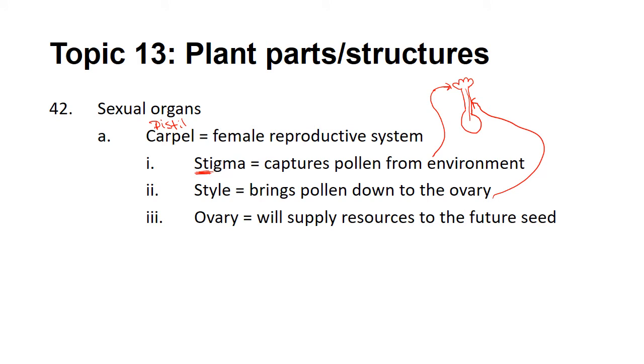And then we have the ovary. Hey, the ovary is definitely a female reproductive organ. You should know that. That's like the primary sexual organ for all females. So, yeah, congratulations. Plants might have more than 2, but hey, whatever. In this case, for the flower, it's usually just 1. So that's going to supply resources for the future seed.